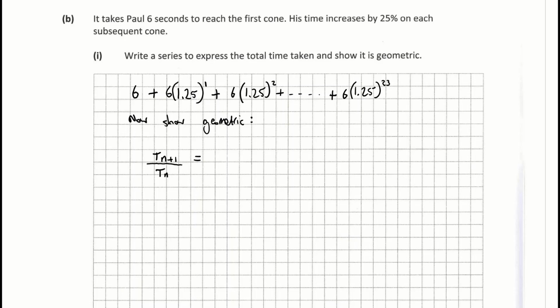And let's just pick tn plus 1. I'm going to pick maybe 6 times 1.25 to the power of 2. Now you can pick any one of the terms in the sequence. Just take the term that's before it. So I'm taking this term, and then the term before it, so the tn. And if I divide that by 6 times 1.25 to the power of 1, I should get a constant. And let's see, what do I get? I get 1.25 when I divide them. So therefore, constant, therefore geometric. Okay, so it doesn't matter which term you pick, as long as you're consistent that your term n plus 1 and your term tn.